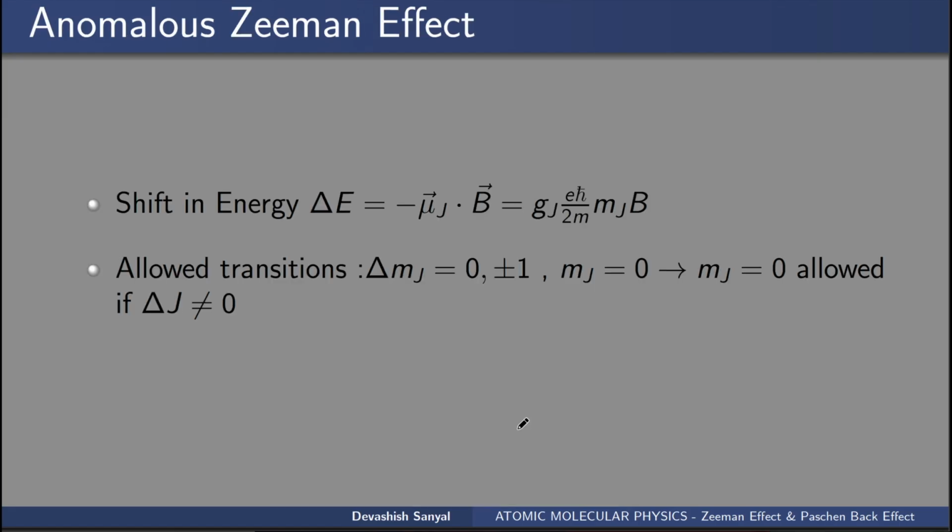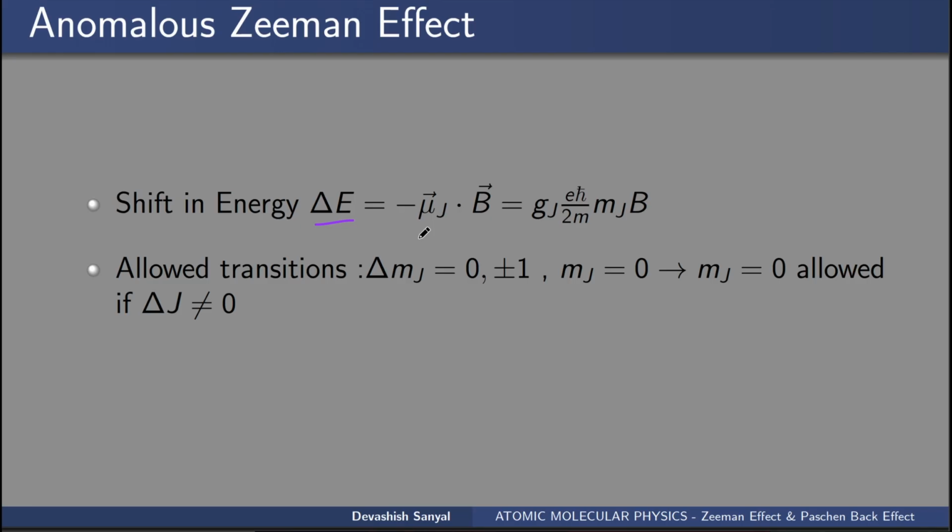Now we go to the anomalous Zeeman effect. The anomalous Zeeman effect is when we have a spin quantum number not equal to 0. In that case, the important thing about the anomalous Zeeman effect is that we now have a total angular momentum quantum number j.